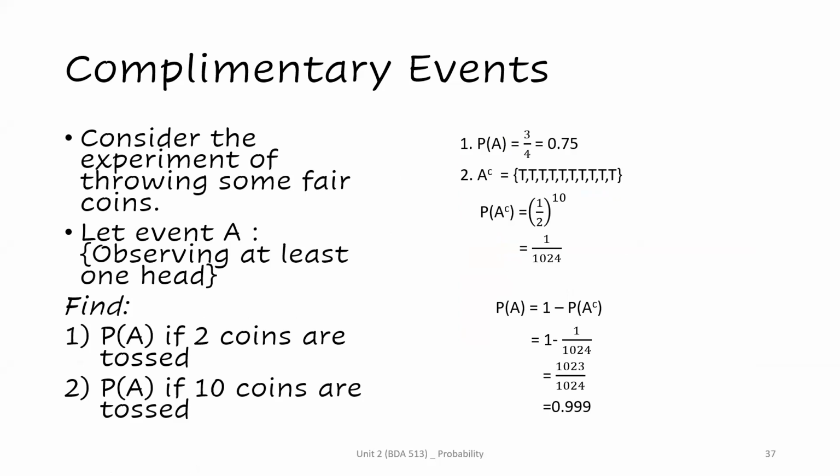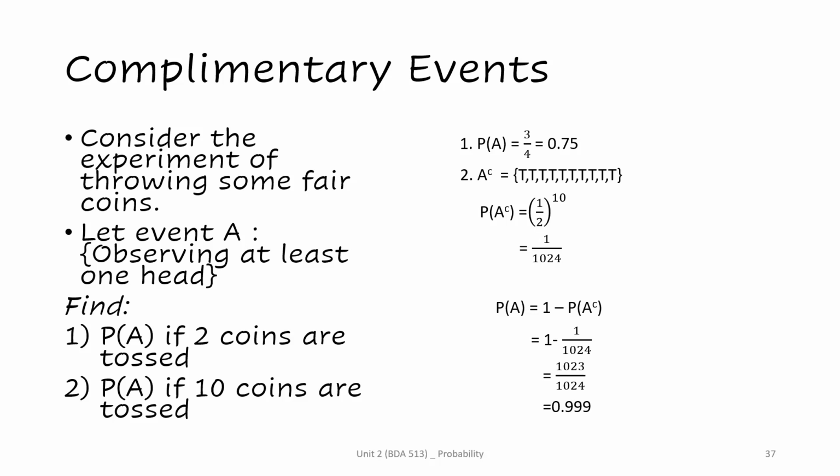Are you okay? Hello, Anna. Yes. So when you read the question, observing at least one head, does it mean that in the 10 coins tossed we can have more than one head? Yes. The first one is if 2 coins are tossed, we've worked that one. Now, if 10 coins are tossed, we can also work it out, but it's going to be longer.